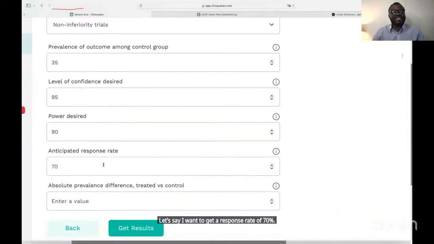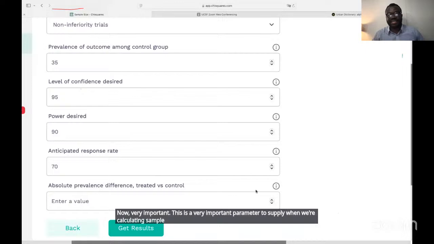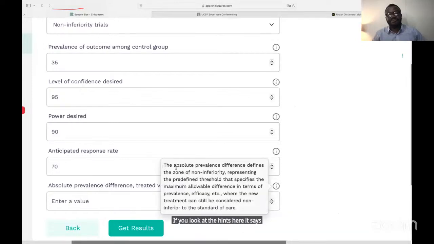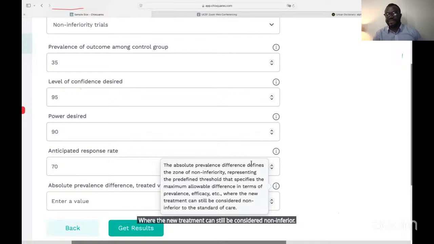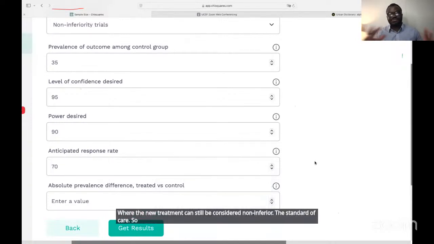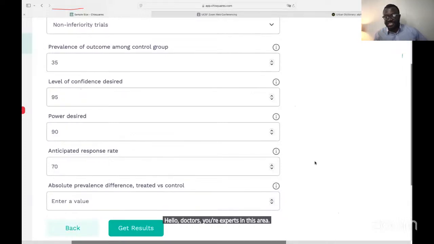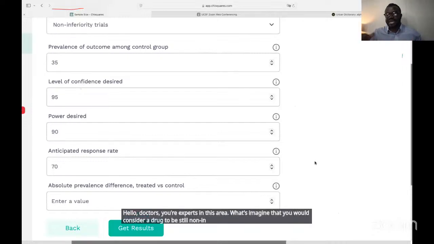Now, very important. This is a very important parameter to supply when we're calculating sample size for a non-inferiority trial. If you look at the hint here, it says the absolute prevalence difference defines the zone of non-inferiority, which represents the predefined threshold that specifies the maximum allowable difference in terms of prevalence or efficacy or whatsoever, where the new treatment can still be considered non-inferior to the standard of care. So now I might have to gather a bunch of doctors and say, hello, doctors, you're experts in this area. What's the margin that you will consider a drug to be still non-inferior, even if it's not as good as the standard of care?